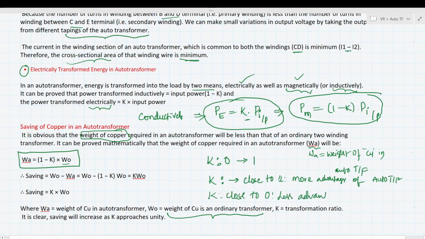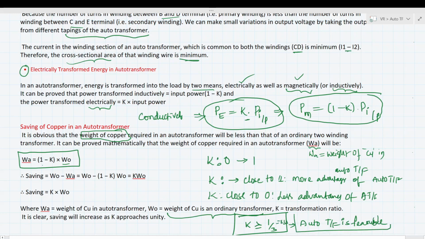Actually, there is a cut-in value of K in the case of an auto transformer, that is 1 by 3. K should not be less than 1 by 3; it should be greater than or equal to 1 by 3, and only then is the auto transformer feasible. The function of an auto transformer is possible when the K value is greater than or equal to 1 by 3, which is nothing but 0.33. K should be greater than 1 by 3 for a transformer to act as an auto transformer. This is a very important point.